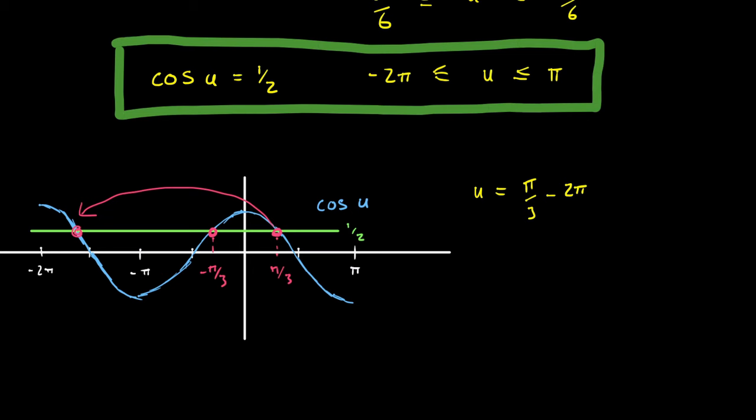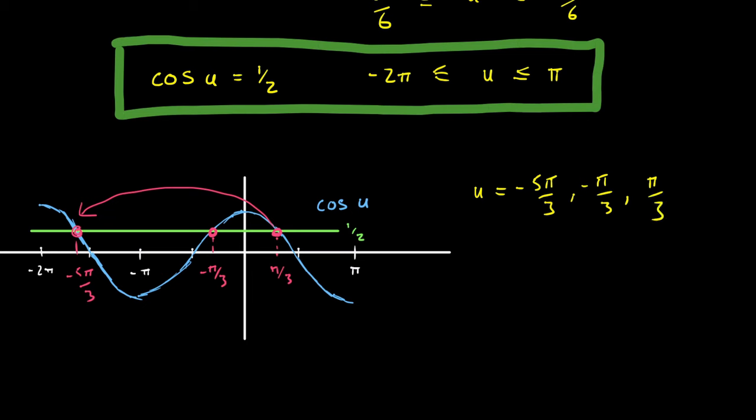Well, 2 pi is the same as 6 pi upon 3. Right, 6 pi upon 3. So pi by 3 minus 6 pi upon 3 is minus 5 pi upon 3. So we've got that value there, minus 5 pi upon 3, right? That's that guy. And we've also got the value negative pi by 3 and positive pi by 3.